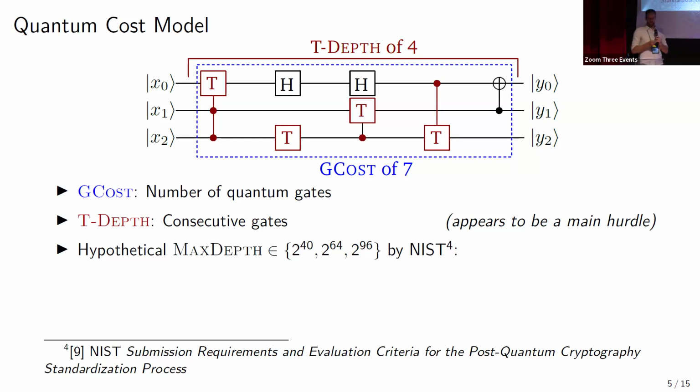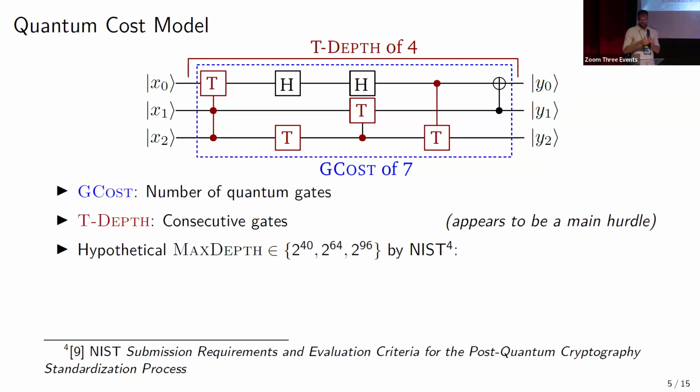And the max depth value basically means the number of gates that a quantum computer is expected to be able to run in either the next years, the next decades, or the next millennium. So respectively 2 to the power of 40, 2 to the power of 64, or 2 to the power of 96.